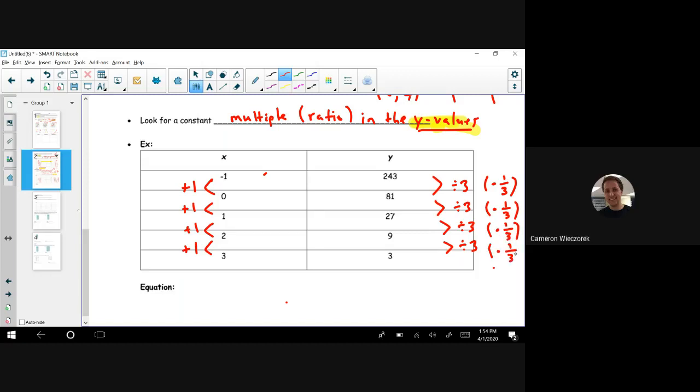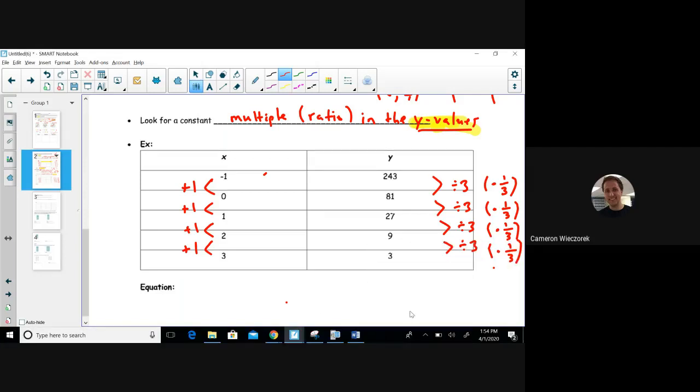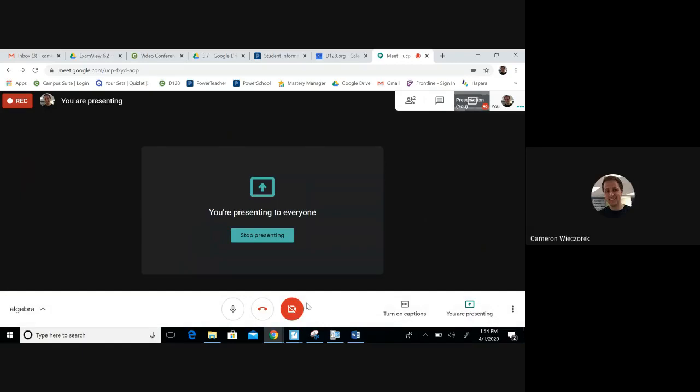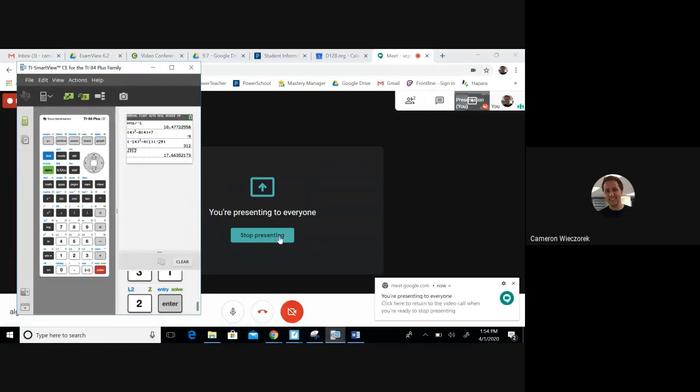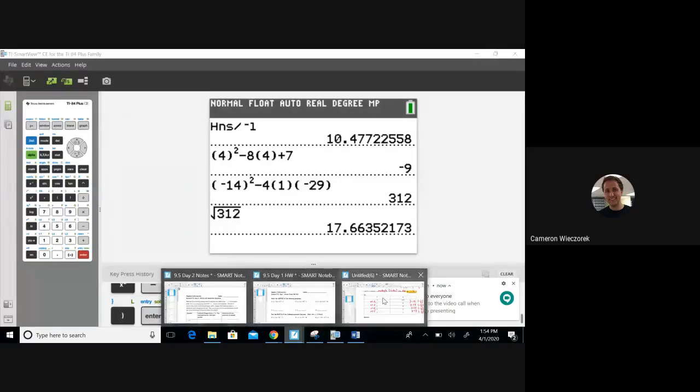And let's say you didn't see that. Maybe it was a little bit hard for you to notice that that was the actual ratio. I'll show you a shortcut that you can use on the calculator to see that. Here's my calculator screen that should pop up. Go back to my smart notebook.